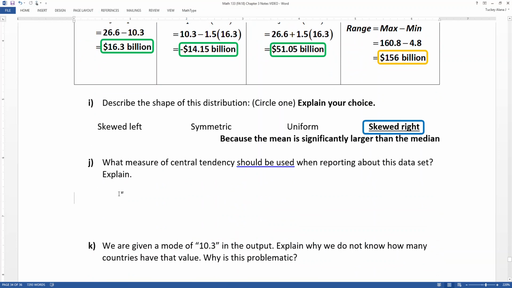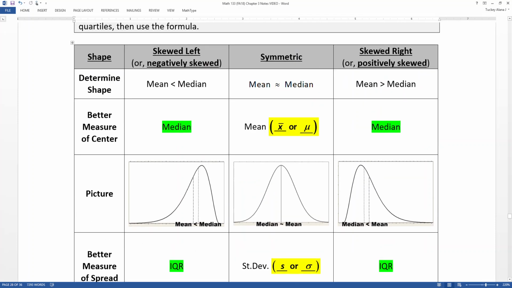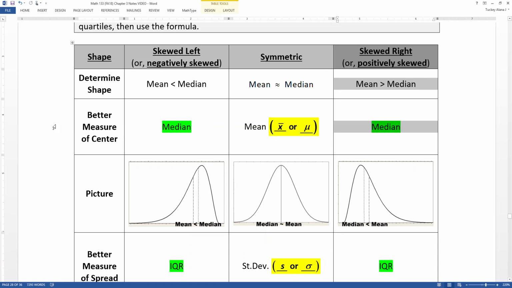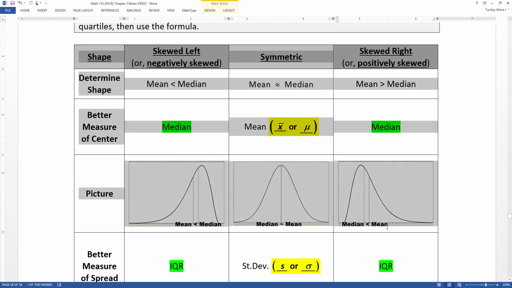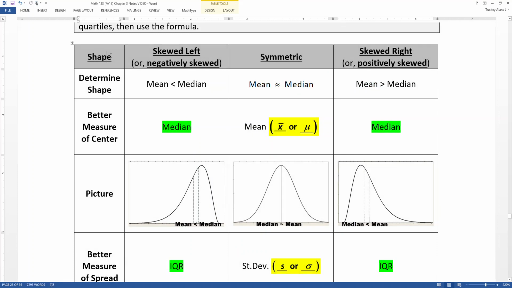All right, so then what measure of central tendency should be used when reporting about this data set? Well, let me go back to the table in section 3.4 real quick. In 3.4, we ran into this table, and see there it is, skewed right is the mean is greater than the median. When that happens and you're skewed, your better measure of center would be the median because it resists that skewing. Remember, we learned about that in section 3.1. As a matter of fact, the first version of this table appears in section 3.1. This is just the more robust version here in section 3.4.